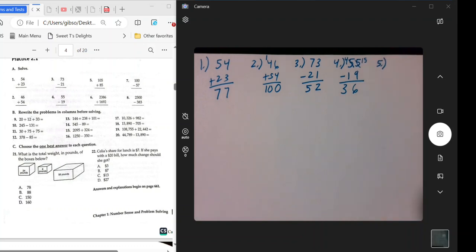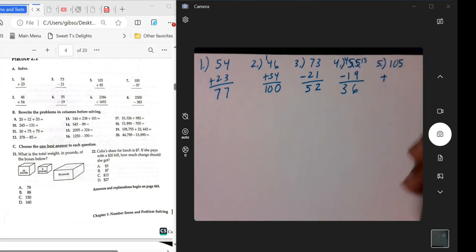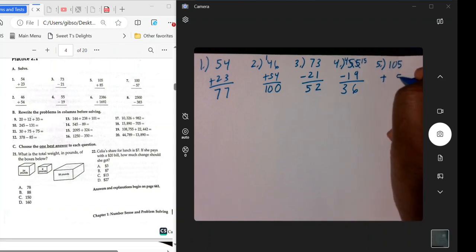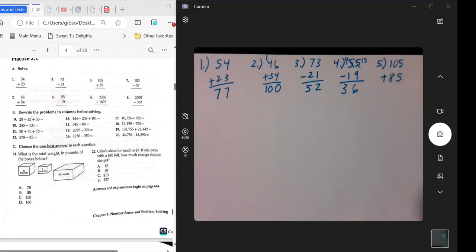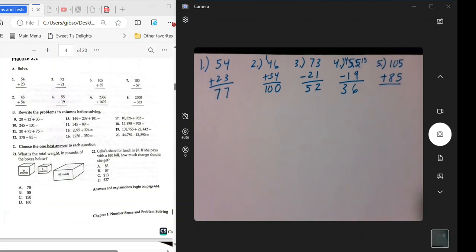Problem number 5. Now, with problem number 5, we start something a little different here because we have a three-digit number plus a two-digit number. So we will write the three-digit number down first. And with our two-digit number, again, we must line up the ones place and also the tens place. So now we have 105 plus 85.